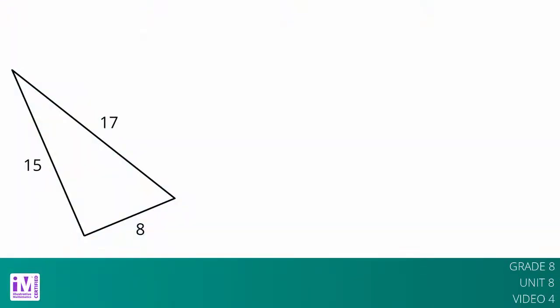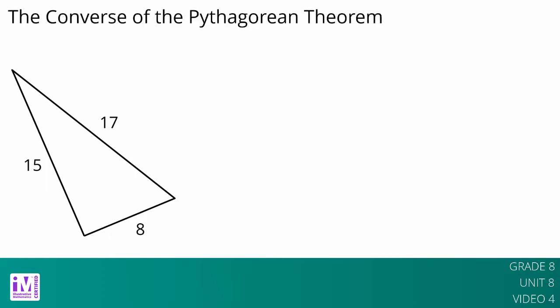Is this a right triangle? It's hard to tell just by looking, and it may be that the sides aren't drawn to scale. It turns out that if we know the side lengths of a triangle, then we can figure out if it is a right triangle or not, using the converse of Pythagorean theorem.